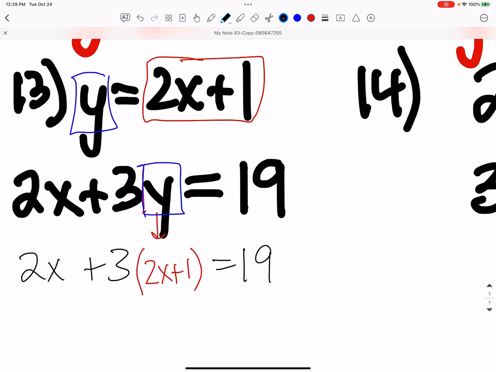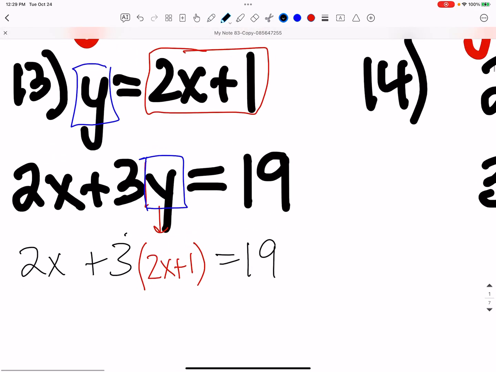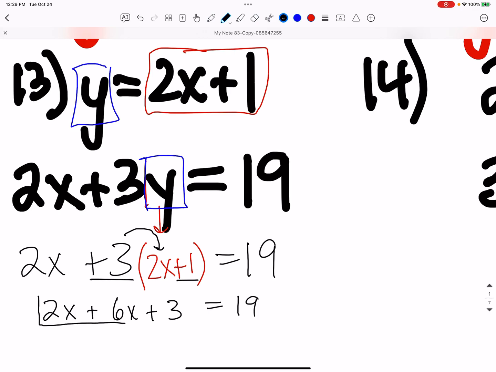Now I got to do my Starbucks list. 3 times 2x is 6x. Positive 3 times positive 1 is positive 3. And the 2x comes down, equals 19. Here's where a lot of people messed up. When you have 2x and 6x on the same side, we're not canceling them out. We're combining them. Now we're going to make teams.